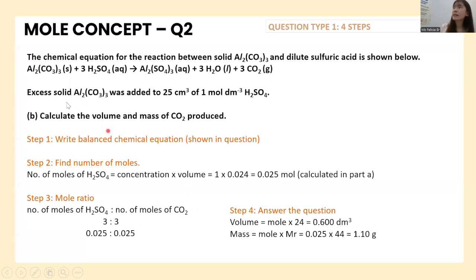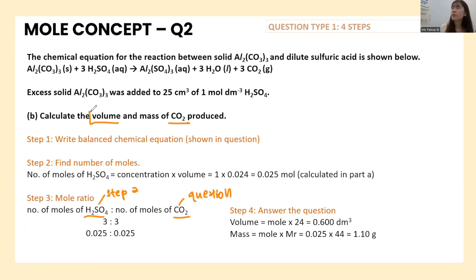The one on the right side is always based on what you need to solve. This would always be based on what the question is asking. Since the question is asking for carbon dioxide, that's why on the right side I write carbon dioxide. Then same thing, you look at the number, H2SO4 is 3, carbon dioxide is 3, that's why it's 3:3. That means it would be exactly the same. Then step 4, answer the question.